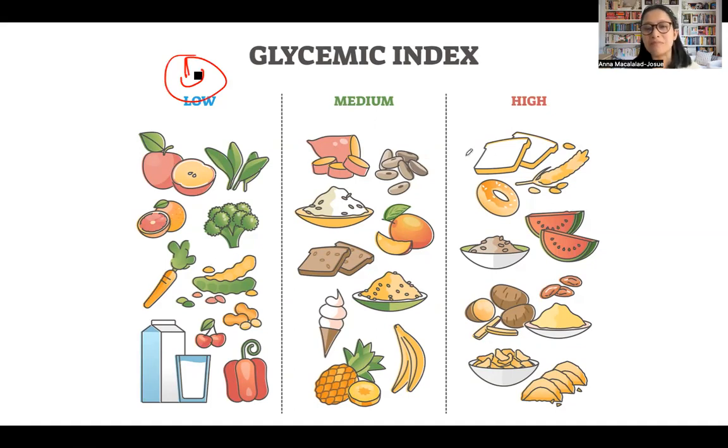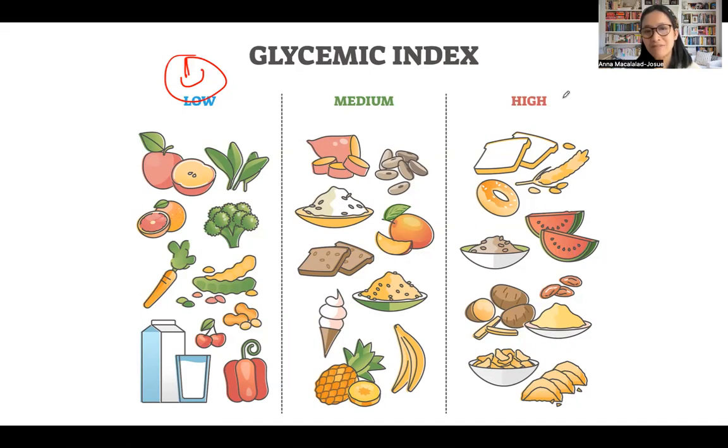Foods that are of medium glycemic index would be, I think these are tubers. Kamote, I don't know, it's kamote in Filipino. It's like brown potato. You have your beans, your rice, I think this is brown rice, your wheat bread. Some ice cream, pineapple, and banana are medium glycemic index.